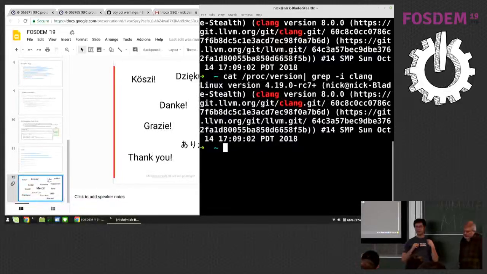Then on the kernel side, we're trying to always have patches upstream, have zero or minimize the delta as much as possible so we're not carrying patches around. As soon as we have a fix, it goes upstream, and we work with the kernel maintainers to make sure we get a fix in.